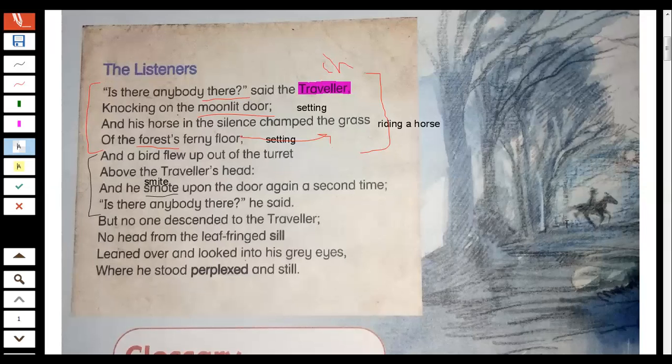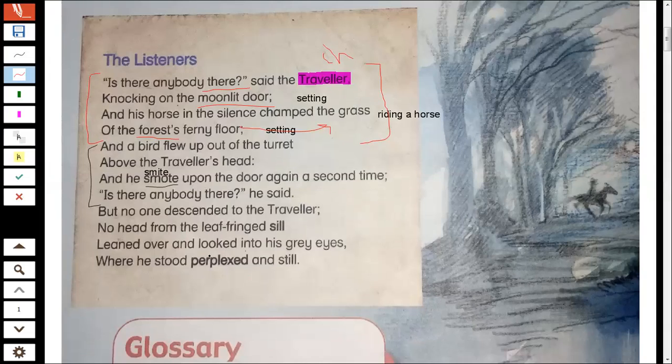And since it's written in one stanza style, it's going to use the same rhyming scheme till the end. But no one descended to the traveler. No one went down to the traveler. Now, descended to the traveler, I would appreciate if you think deeply, what information does this give you about the house? Think.